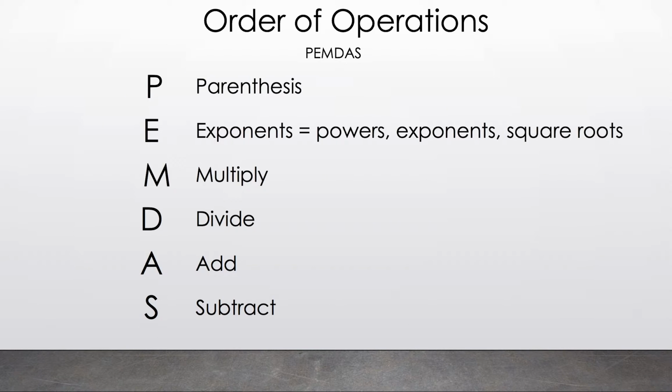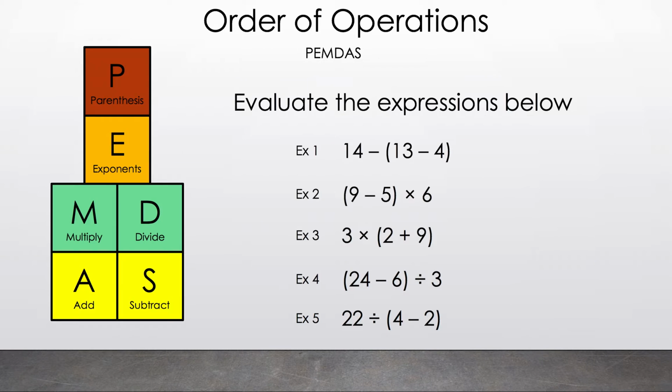Let's talk about what each letter stands for in PEMDAS. P for parentheses, E for exponents, which include powers, exponents, and square roots, M for multiply, D for divide, A for add, and S for subtract. Now let's take a look at the examples we're going to look at.